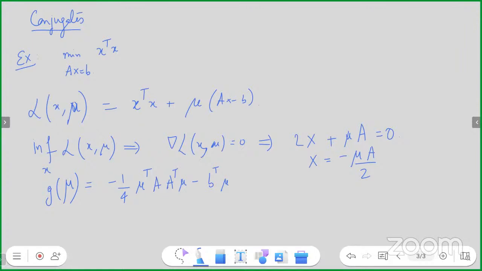And is it an accident that it's concave function? Taking the max of. You're not taking a max of anything yet. How did I arrive at g mu? G mu is nothing but infimum of the Lagrangian over x. I've not taken any max yet. So is this an accident that g of mu is concave, or it's always going to happen?